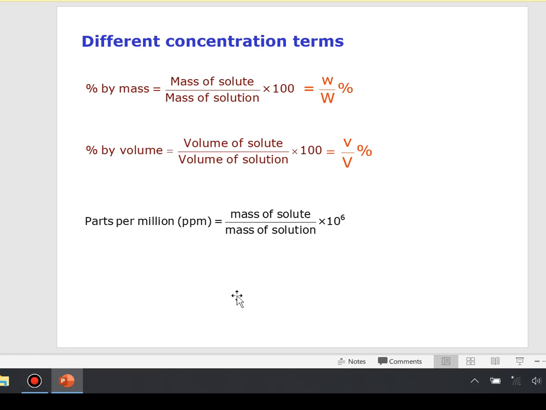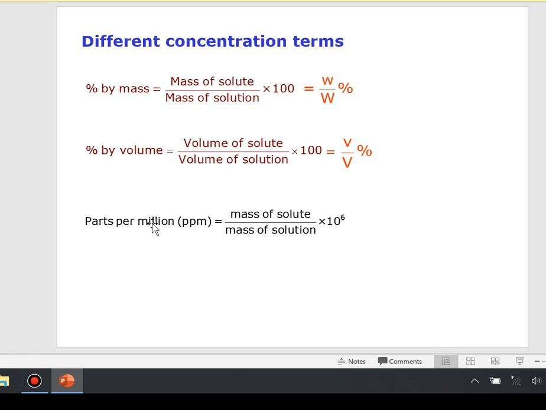Next method of expressing concentration, that is percentage by mass. Percentage by mass means mass of the solute upon mass of the solution into 100. And if it is percentage by volume, it means in place of the mass you will take the volume. Volume of the solute upon volume of the solution into 100. That is the percentage by volume.